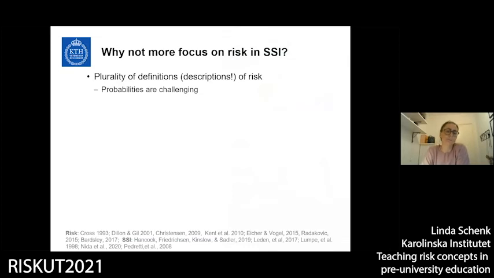So one challenge that is mentioned is this plurality of definitions, or as many of us perhaps would prefer, descriptions of risk. And in some cases, there is this perception that risk has to be a quantitative concept involving the probabilities, and that can be very challenging to bring up in the classroom, so to speak.